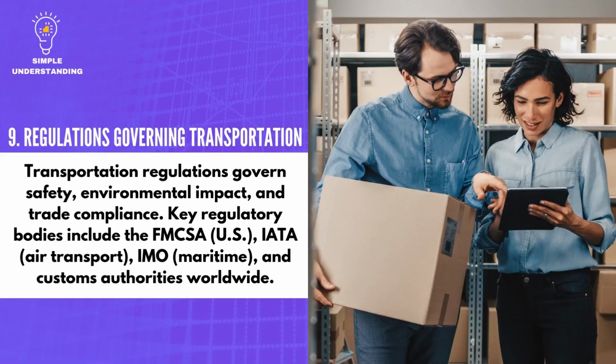9. Regulations governing transportation. Explanation. Transportation regulations govern safety, environmental impact, and trade compliance. Key regulatory bodies include the FMCSA (U.S.), ITA (Air Transport), IMO (Maritime), and Customs authorities worldwide.